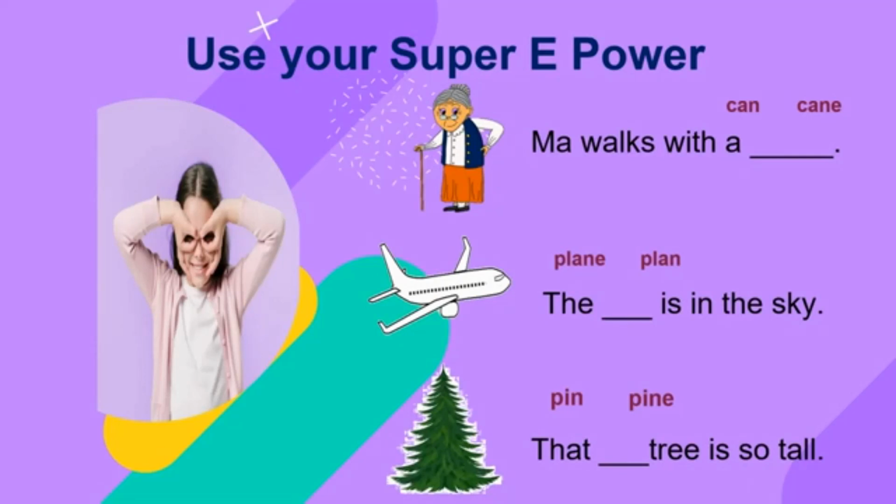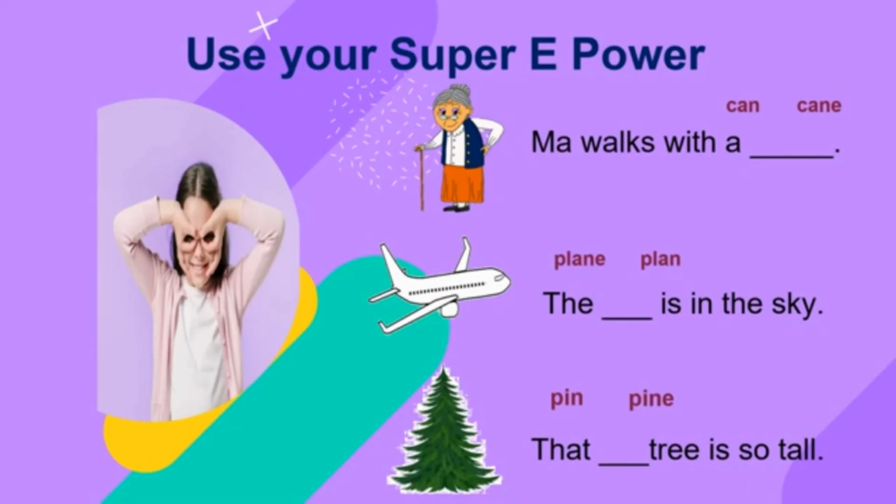Let's read the sentence now. Ma walks with a blank. Ma walks with a blank. Can you tell me what that is that helps Ma to walk? You're right, it's a cane. A cane. Which one of these words do you think is cane?